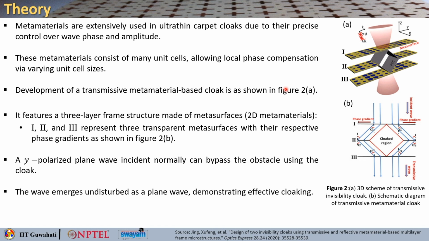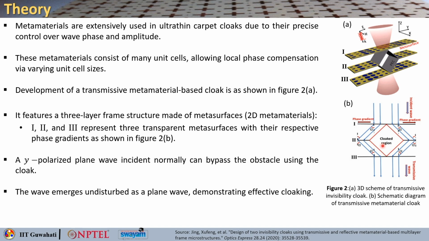So, you can say it is basically a y polarized plane wave that is normally incident, right. Now, what is the purpose here? You are basically making a cloaked region. Okay. So, this is a boundary made of PEC. Inside this, whatever you keep, that will not be seen by this incoming light. So, at the end of this you will see that the wave basically emerges undisturbed as a plane wave that demonstrates the effective cloaking property.